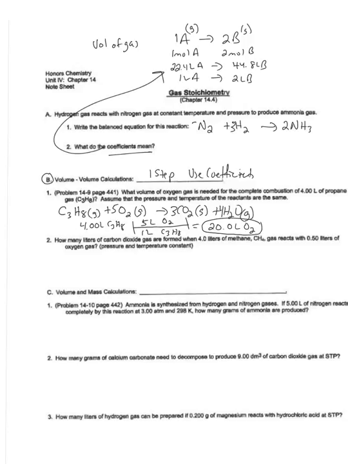So we get the answer of 20 liters. Okay. Next problem. How many liters of carbon dioxide are formed when 4 liters of methane reacts with oxygen? So again, it's a combustion reaction. These are all gases again, so I won't write down the states of matter.